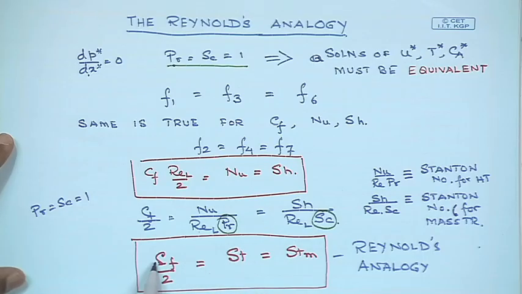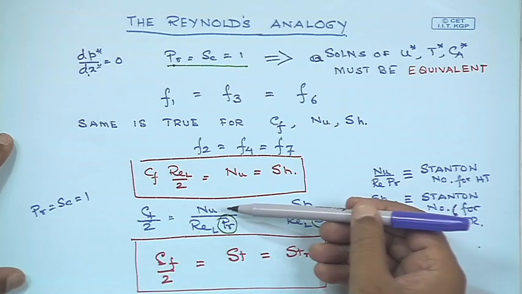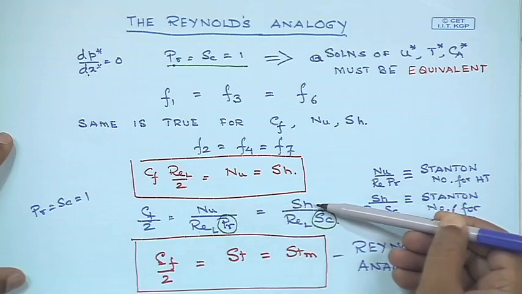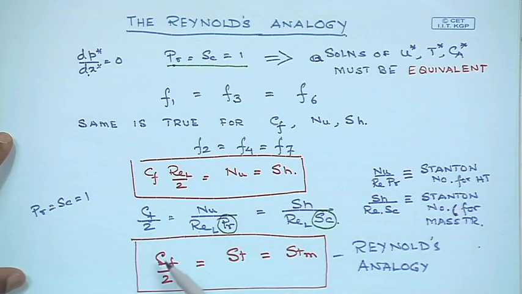So, an expression for Cf in turbulent flow is available. So, with this analogy, then I should be able to obtain an expression for Nusselt number, or for that matter an expression for Sherwood number for the case of turbulent flow using a simple analogy which is known as Reynolds analogy.